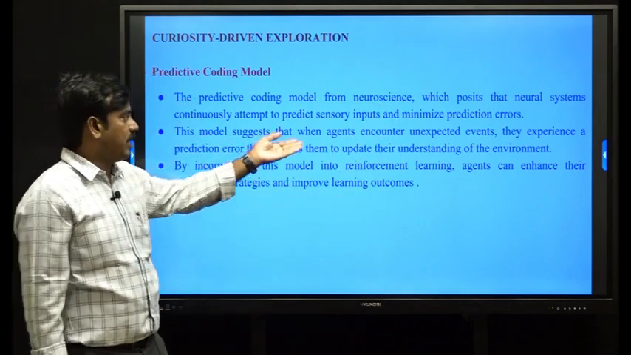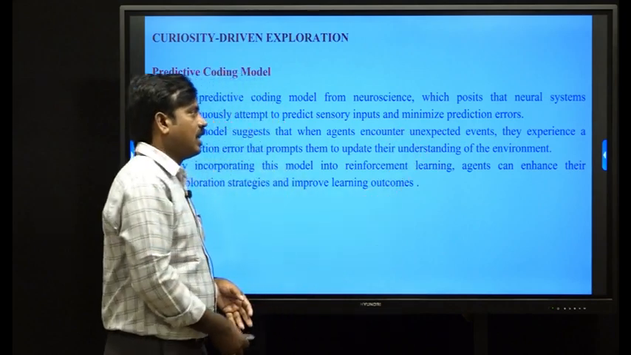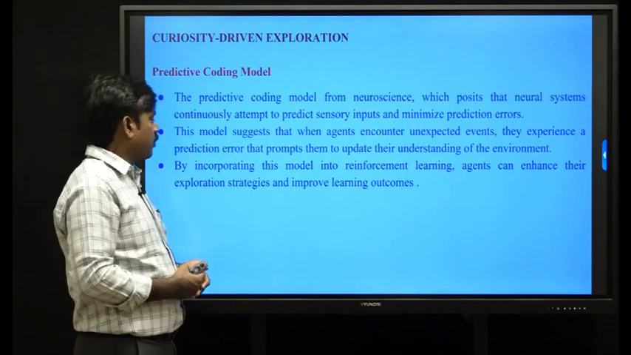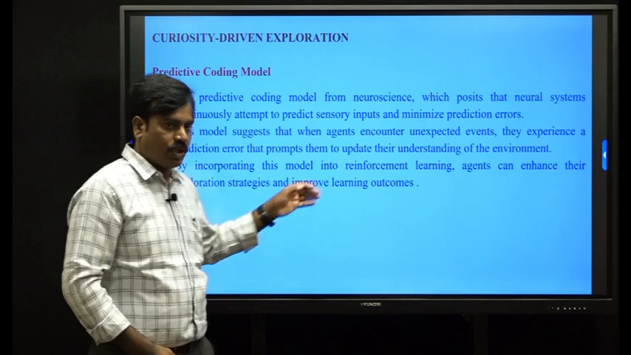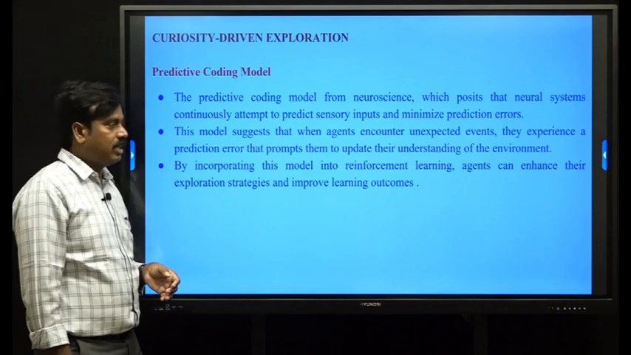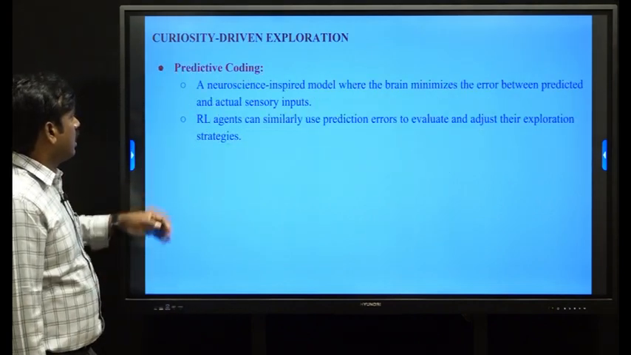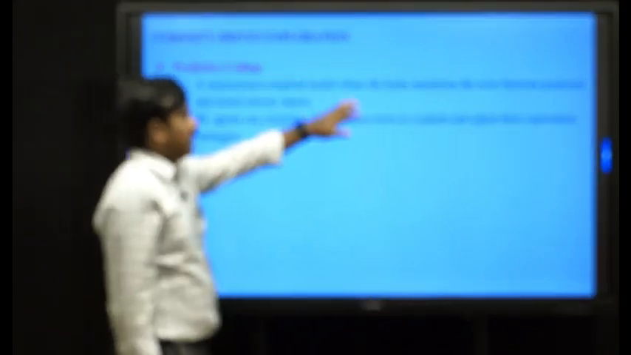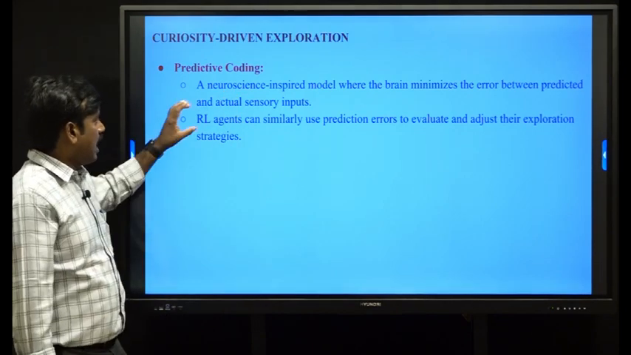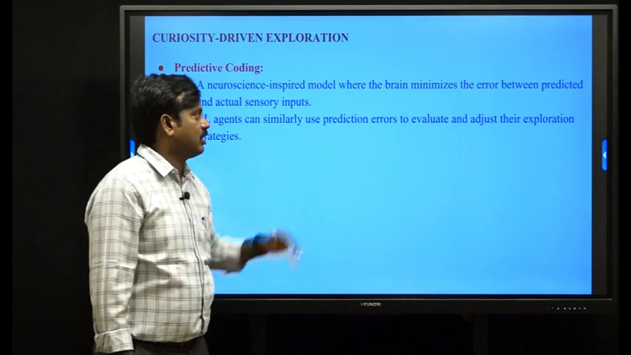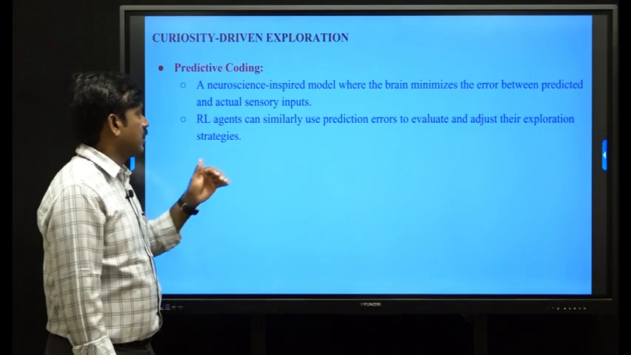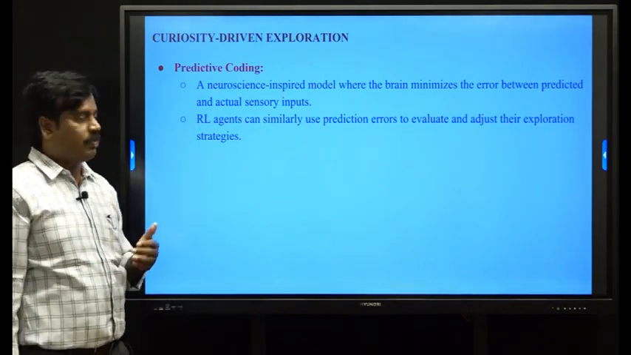This model suggests that when agents encounter unexpected events, they experience a prediction error that prompts them to update their understanding of the environment. By incorporating this model into reinforcement learning, agents can enhance their exploration strategies and improve learning outcomes. So the predictive coding model is the neuroscience inspired model where the brain minimizes the error between predicted and actual sensory inputs. RL agents can similarly use prediction errors to evaluate and adjust their exploration strategies. So we use the predictive coding model in reinforcement learning to solve the infrequent rewards.